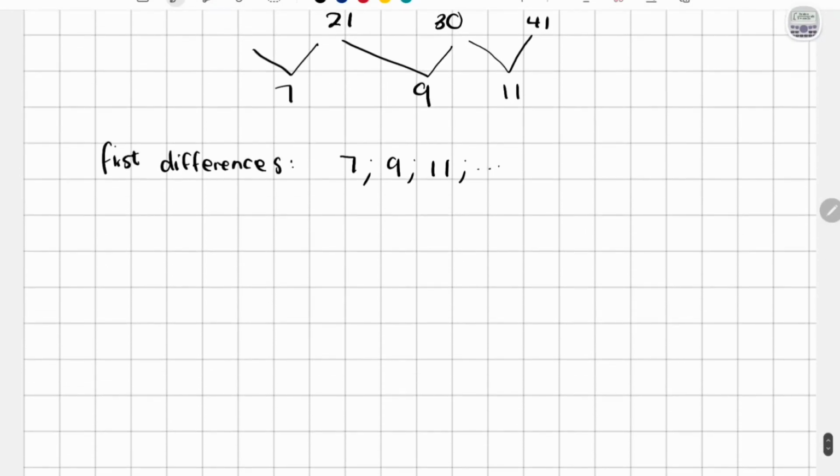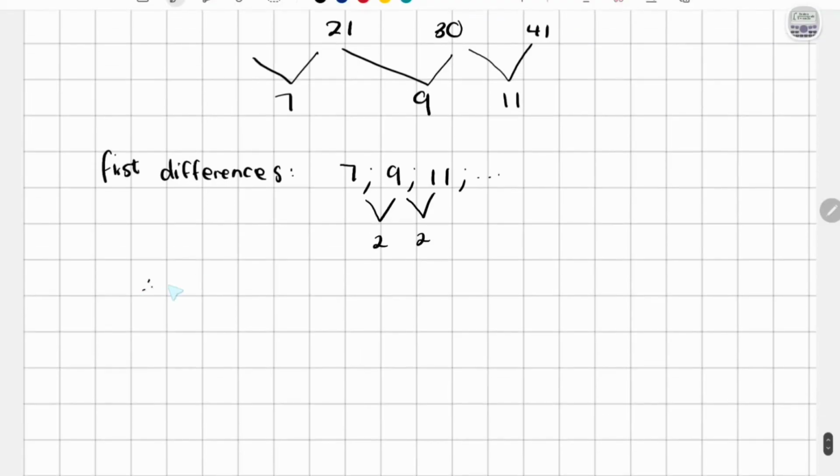First of all, we're going to need the difference. You say 11 minus 9, which is 2. And if you said 9 minus 7, it's also 2. So we can see that that is constant. Now that we have that, I can say that the difference is 2, and we can just now find the formula.